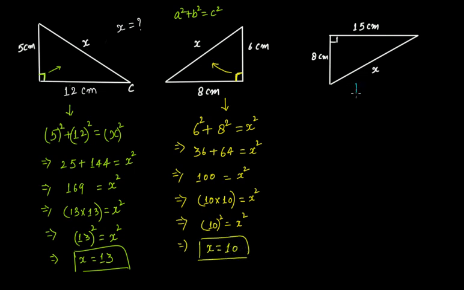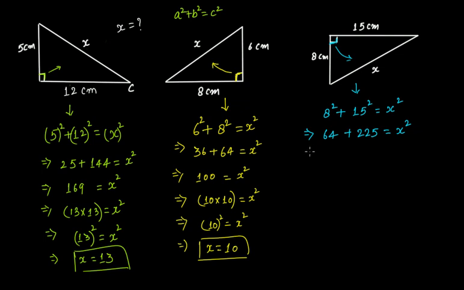Now here, in this case, this is a right angle triangle. Right angle here, opposite side is this one, again hypotenuse is x. If you solve for this one, it will be 8 square plus 15 square is equal to x square. And if you solve this one, this will be 64 and this will be 225 is equal to x square.